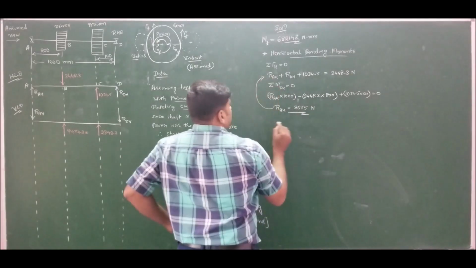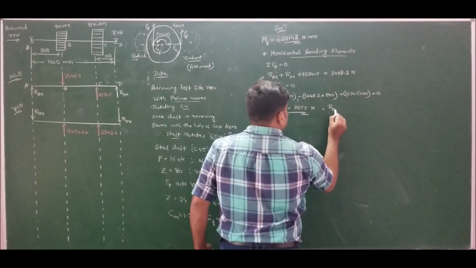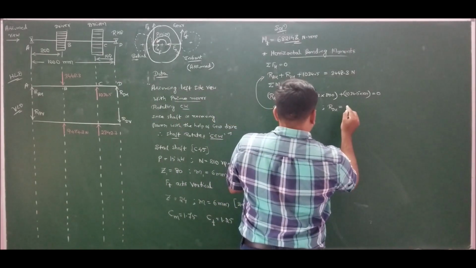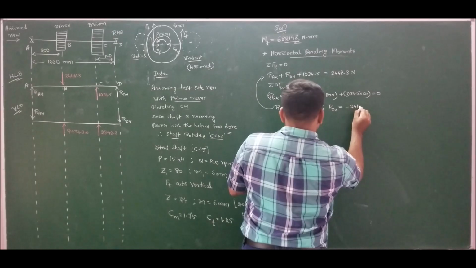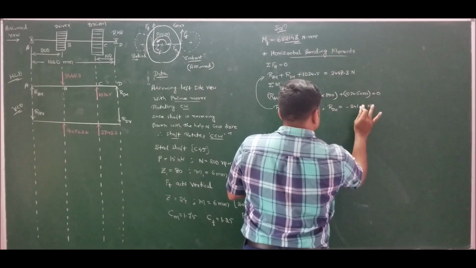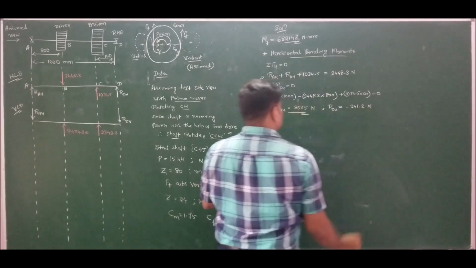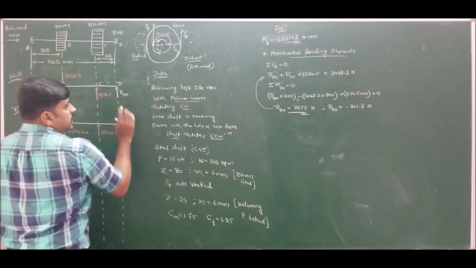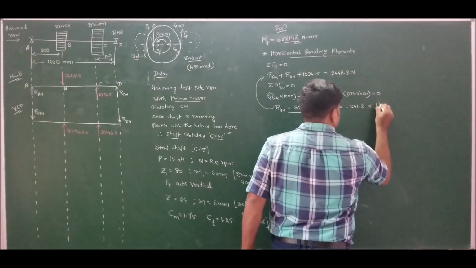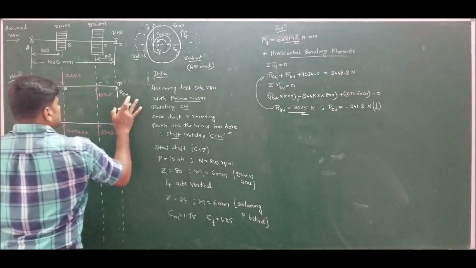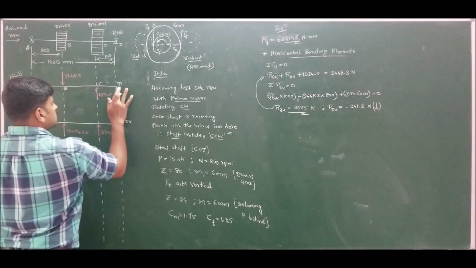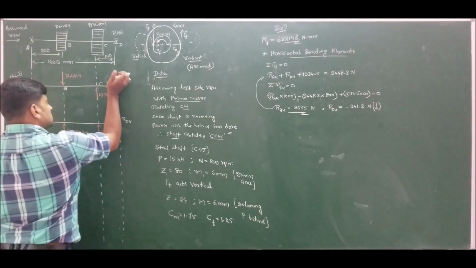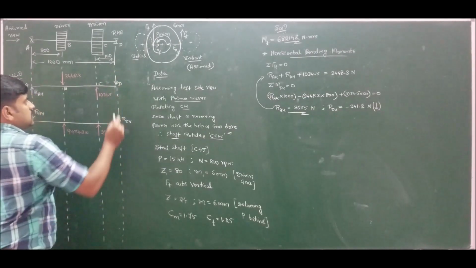So resubstituting in this equation, I will get RD horizontal as minus 241.2 newtons. So therefore our initial assumption is wrong. RDH should act vertically downwards. So change the direction of RDH. Since I am getting it as negative, so this is the correct direction.